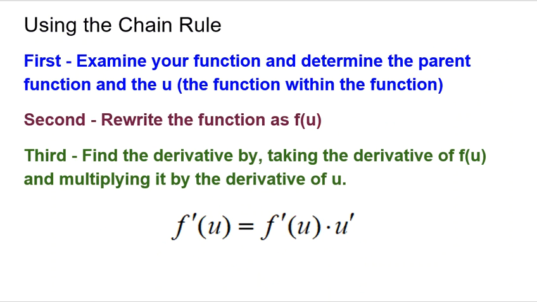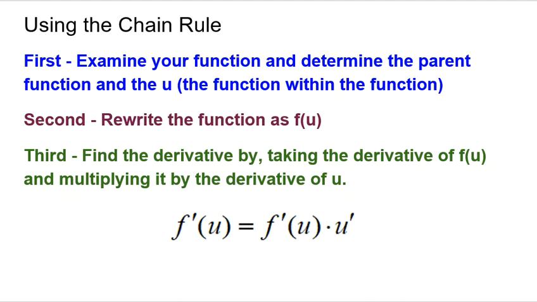Listen to me. Here's how you use the chain rule. First, examine your function and determine the parent function and the u. The u is the function within the function. This is what we were practicing a couple slides ago. Take the time to figure that out. Then you're going to rewrite the function as f of u. And you might be like, well, how do I do that? I'm going to show you. It's really simple. You literally are just saying, hey, let's plug u into the function.